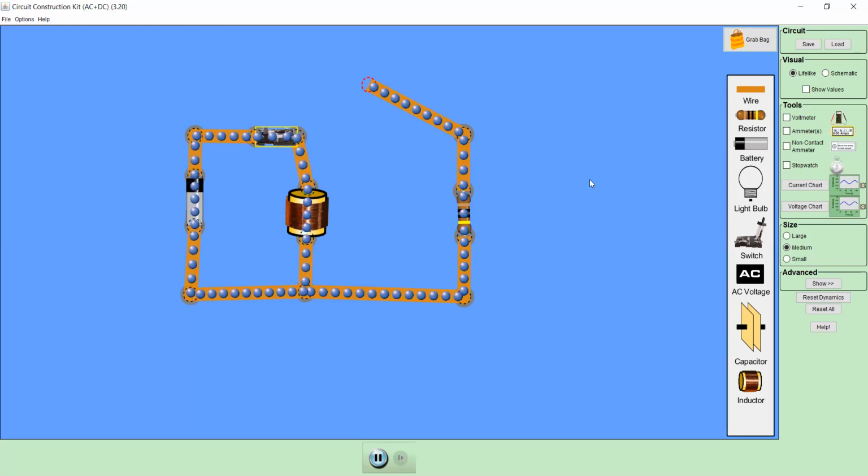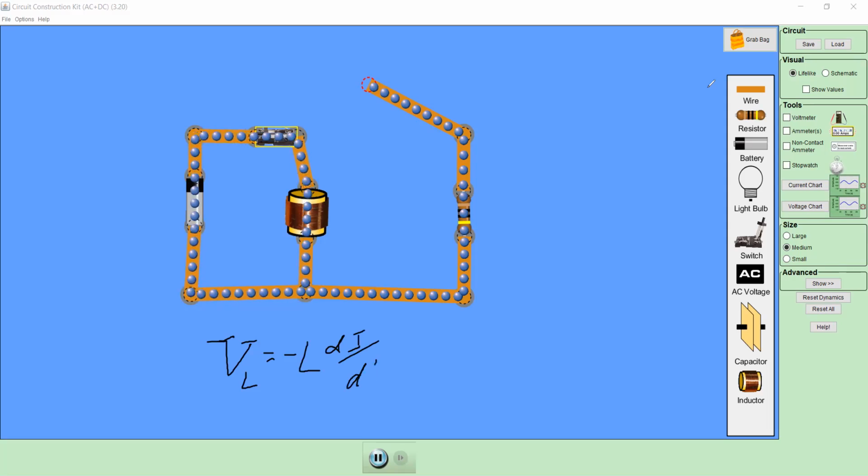So it starts off pretty slow, right? It doesn't go immediate. Why doesn't it go immediate? Because of Lenz's law, right? Lenz's law is kind of keeping that current down, but you can see the current starts to pick up. And the way I could explain this is just by looking at our equation for the inductor. So we said the voltage of the inductor equals negative L di over dt. Right, that was our equation.